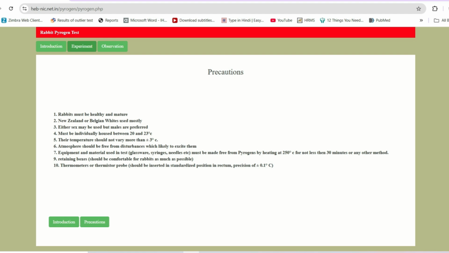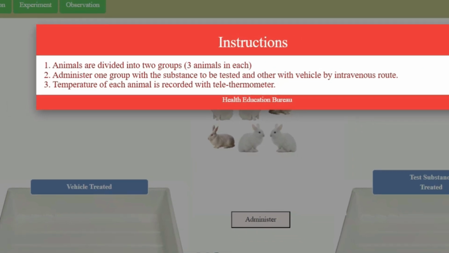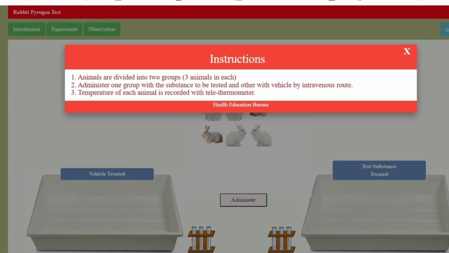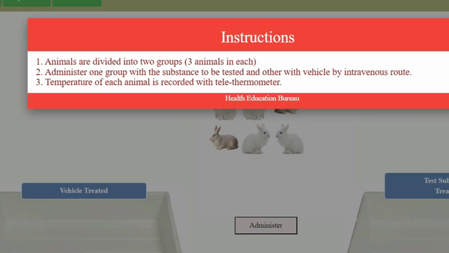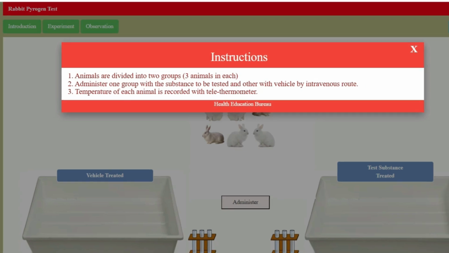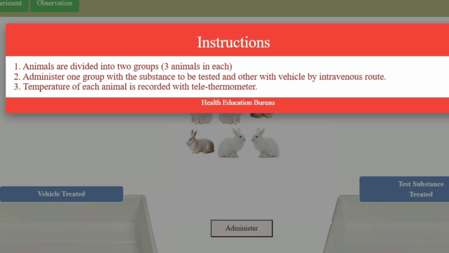Now we will go on to the experiment. So here are the first instructions. First, animals are divided into two groups: vehicle treated and test substance treated. Next, administer one group the test substance to be tested and the other the vehicle by intravenous route. So to both groups we will give the injection, the vehicle and the test substance, by IV route. The temperature of each animal is recorded with telethermometers. So you have to use telethermometers here to check their temperature.